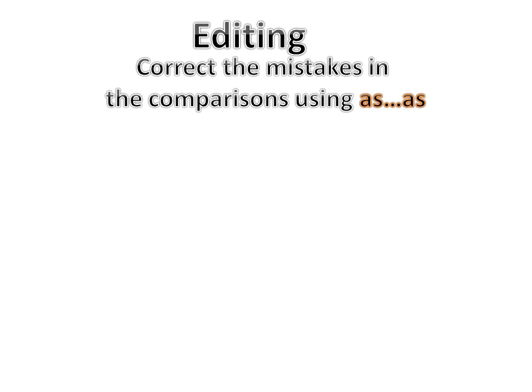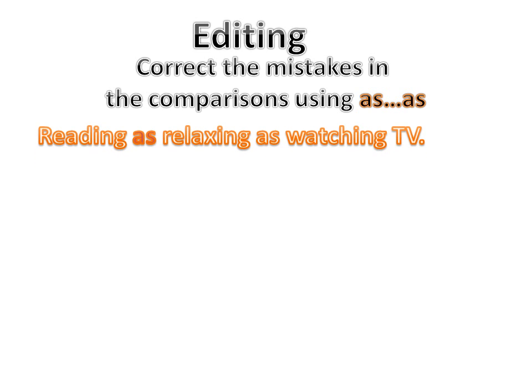So now that we have an idea of how to use comparisons with as, and adjectives and adverbs, let's take a moment to correct the mistakes in the comparisons using as. Reading as relaxing as watching TV. The correct way to say this is, reading is as relaxing as watching TV. It's very easy to forget to use the be verb when using as. However, we still need a main verb, so we do need to use the be verb.